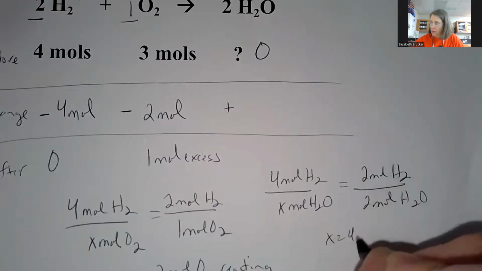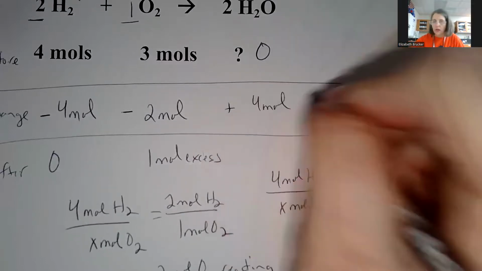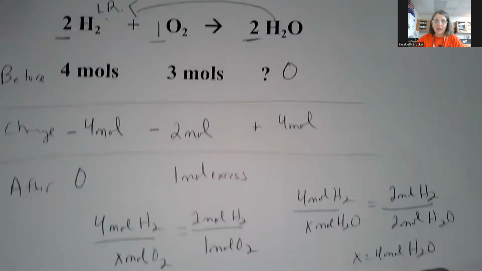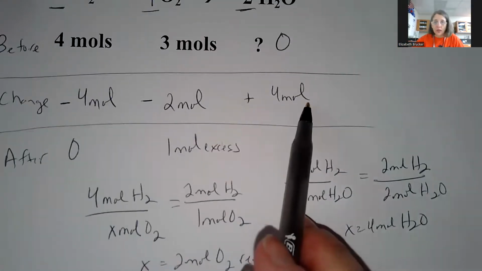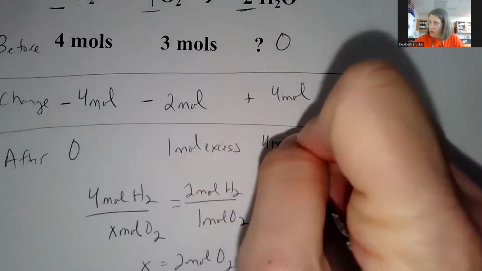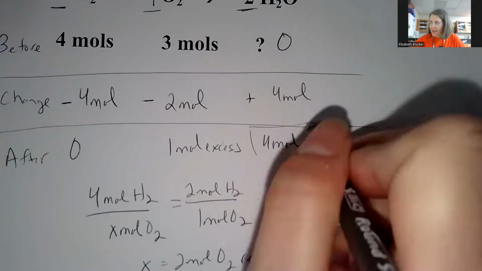Okay, so that's going to be 4 moles of water that I'm going to produce. It just so happens that they're both 2 to 2. That's why that is a 4. That isn't a magical way these problems are going to always go. So that means I make 4 moles of water as my product. Okay, so that's my ending.